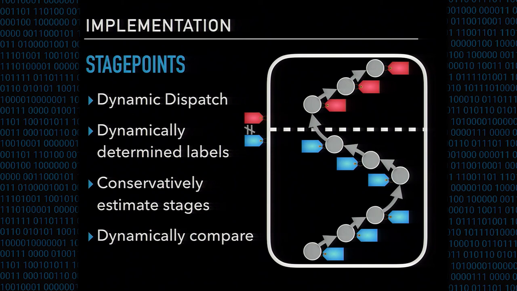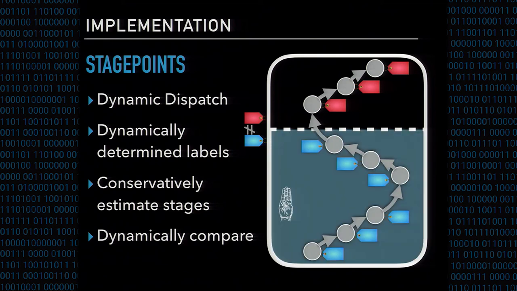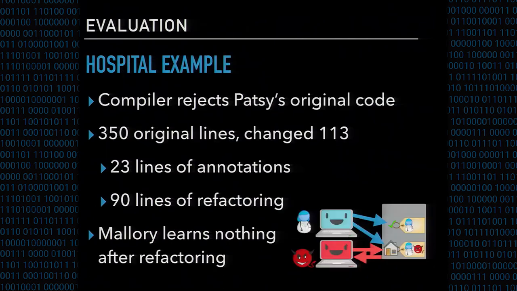Now, if they turn out not to be the same, then they have two genuinely different stages and we go through the whole staging process. That means that there are some runtime checks which check whether two labels are equal, and that has to be added to the overhead. We adapted our hospital example from the attack demonstration to run in our new version of Fabric. And the compiler correctly rejected Patsy's original code as it was not monotonic. The original code has 350 lines. Many of these are for setting up objects and labels for our experiment.